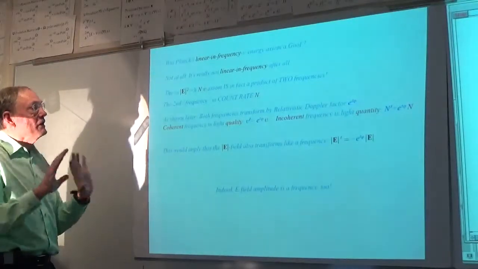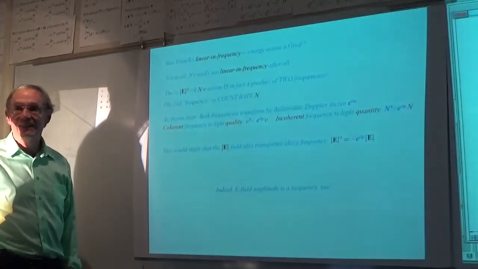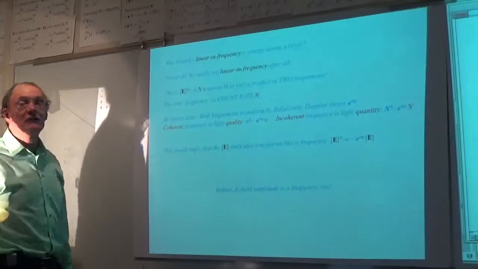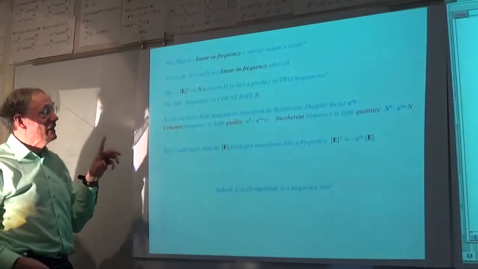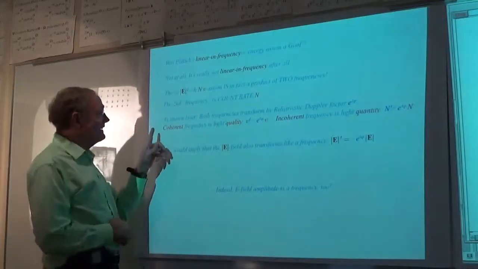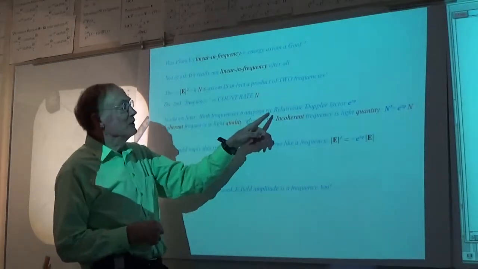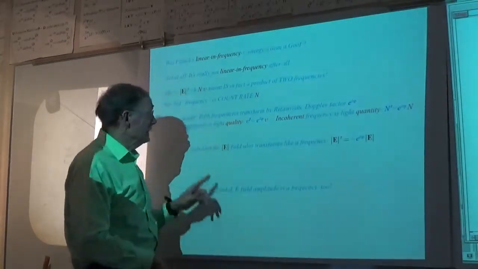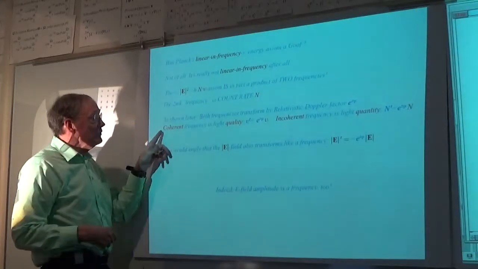I've never seen anybody say this. Even Feynman didn't say this. But I think it needs to be said. Because immediately it lets you show, and this is something we'll do later, both frequencies transform by the relativistic Doppler factor, e to the rapidity, plus for going blue shift, minus for going red shift.